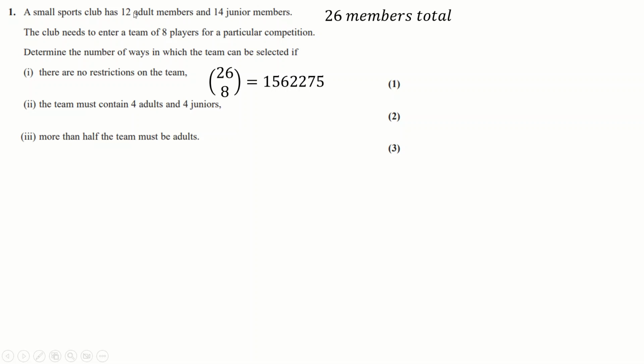What if the team must have 4 adults and 4 juniors? Well, then you have to take 4 from this part, that's 12 choose 4, multiplied by 4 from this part, that's 14 choose 4. Just multiply those together and you get this. Then, more than half the team must be adults, so you must have either 5, 6, 7 or 8 adults.